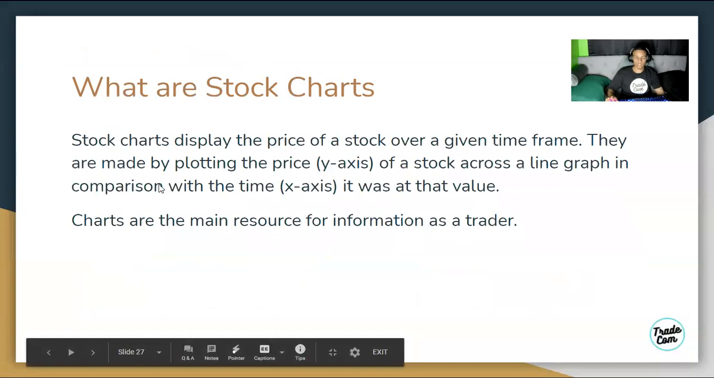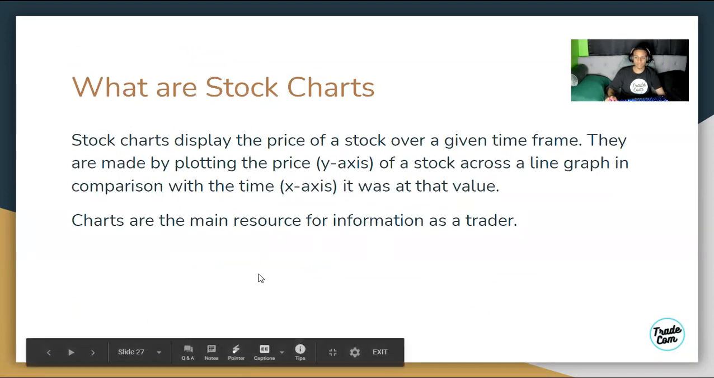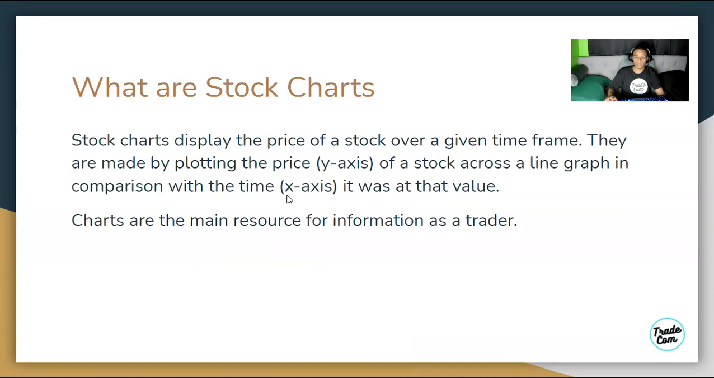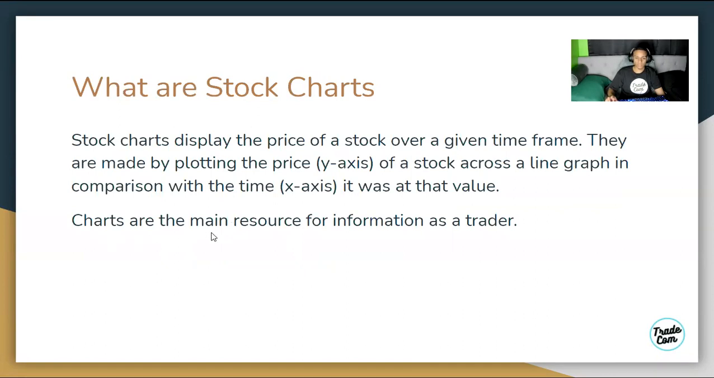So what are stock charts? Stock charts display the price of a stock over a given time frame. They are made by plotting the price, which is the y-axis, straight up vertical, of a stock across a line graph, in comparison with the time it was at that value, the horizontal axis. So the charts are the main resource for information as a trader. The biggest thing as a trader is going to be looking at your charts.